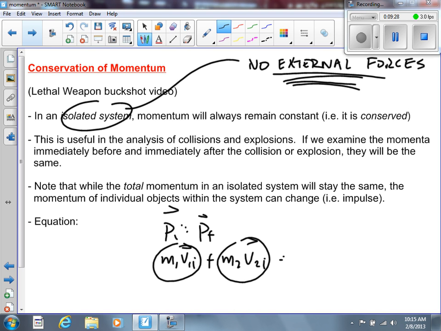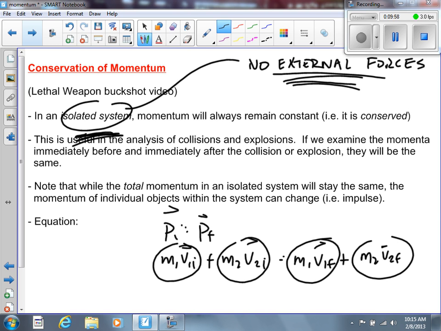After the collision, we would say m1 v1 final plus m2 v2 final. So the total initial momentum of both objects combined equals the total final momentum of both objects combined. Now, again, the momentum of each individual object can easily change, but the total momentum of all the objects added together will always remain the same if we have this isolated system where we have no external forces acting.